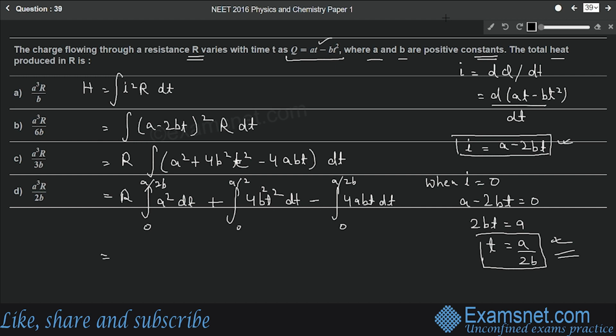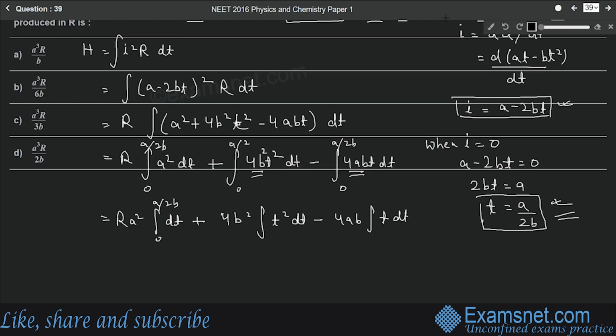Now here it is given that A and B are constants, so we can take them outside. So R A square integration of dt only, time limit will be same. I'm not mentioning the time limit again and again. Then 4b square will be common here, so 4b square integration of t square dt, minus 4ab, which will be constant, integration of t dt. Time limit will be same, 0 to A by 2b in all.